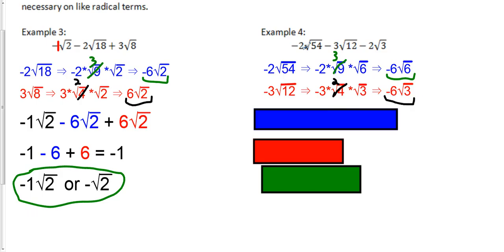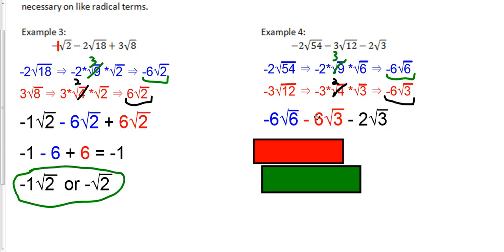So we changed our first and our middle terms. This last one is a square root of 3. That doesn't break down any, so we don't need to worry about simplifying that one. So, moving right along, this first piece became, right here, negative 6 square roots of 6. This second piece became right here, negative 6 square roots of 3, or minus 6 square roots of 3. And the last piece stayed as minus 2 square roots of 3.